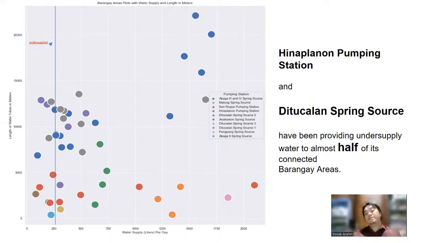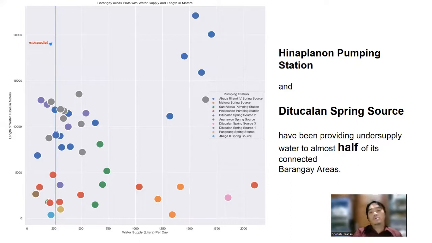Now, the insight that we can get from here, and also the y-axis, the vertical line, actually separates the undersupplied barangay areas from the well-supplied barangay areas. So the left side of this blue line are undersupplied barangay areas.